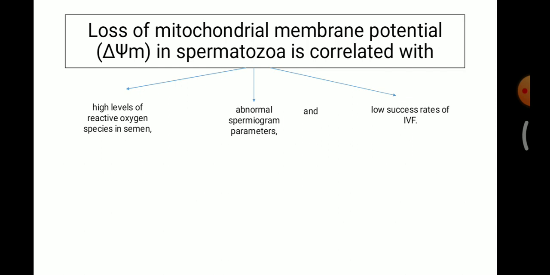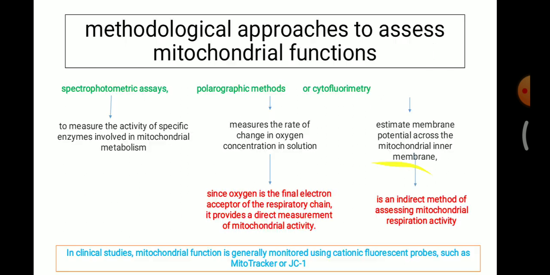Loss of mitochondrial membrane potential in spermatozoa is correlated with high levels of reactive oxygen species in semen, abnormal spermiogram parameters, and low success rates in in vitro fertilization. Mitochondrial membrane potential is denoted by the symbol shown in the title. Next, methodological approaches to assess mitochondrial functions.